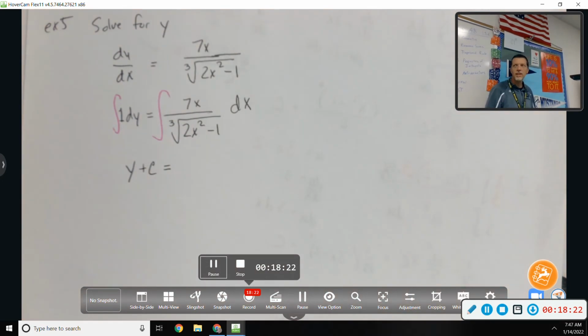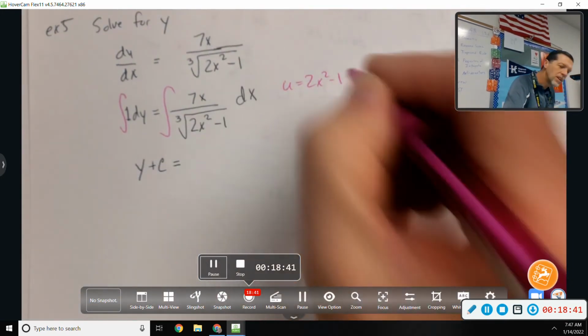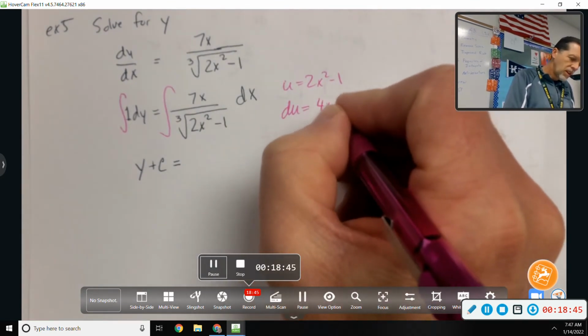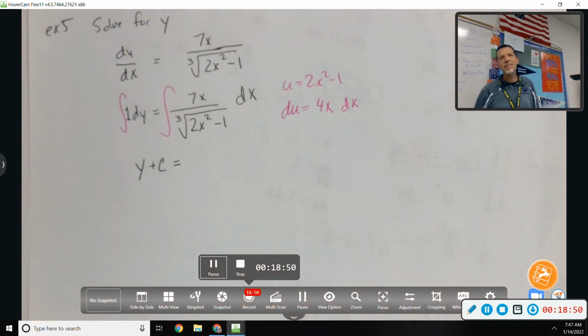Now, the other side is the fun side there. Ideas for what u should be so that something like du shows up? What's that? Let's let u be 2x squared minus 1. Because then du is 4x. Like, okay, that I can work with. It's not perfect, but it's not awful.